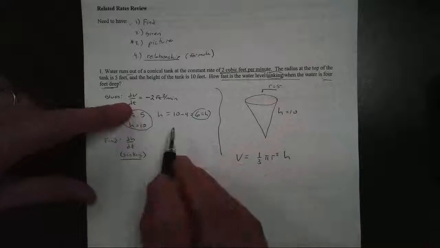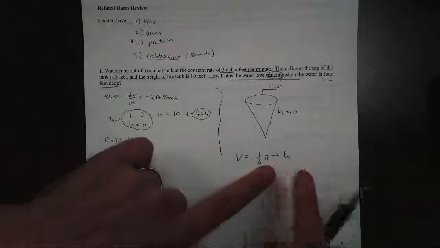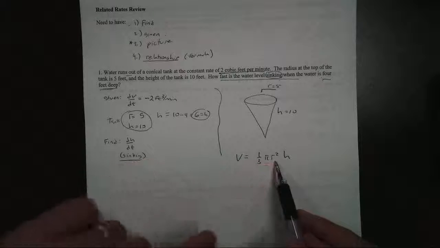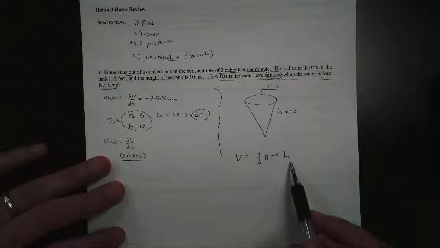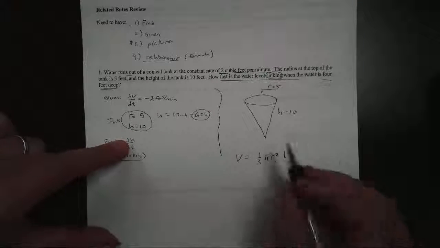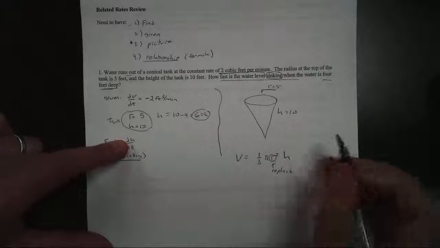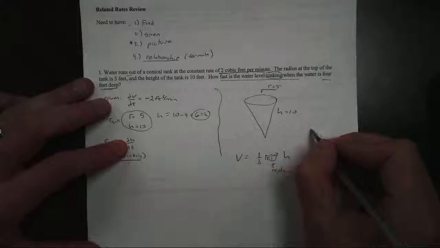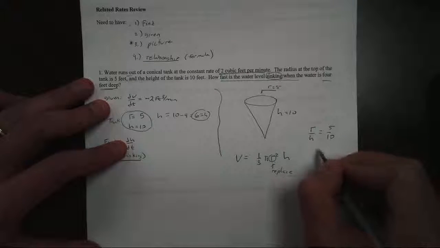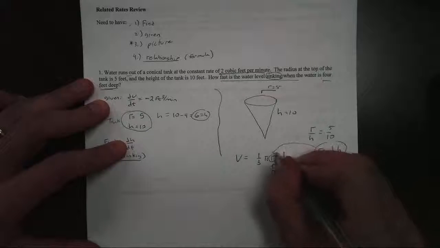Now I'm asked to find dV/dt, so I have to take the derivative. But there's a little trick here. I don't want to do product rule, so I'm going to replace either r or h. So I look at what I'm trying to find. I'm trying to find the change in height, so I want everything in terms of h. So I want to replace this r right here. And I can do that by using right triangle trigonometry. r over h is the same as 5 over 10. In other words, r is 1/2 h. And I can use that to plug it in.